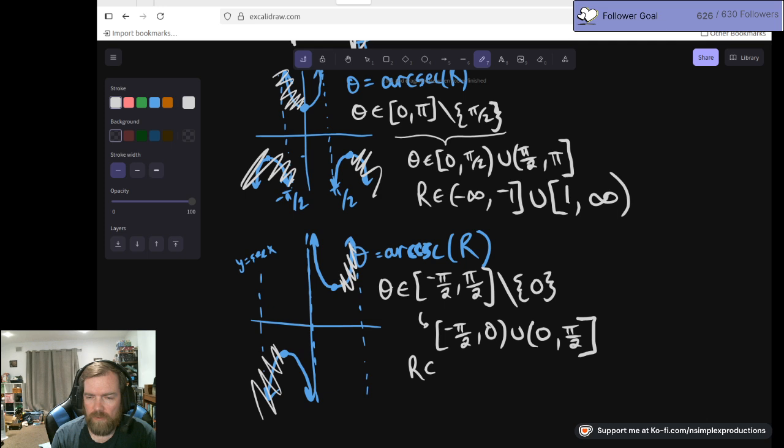And again, our ratio is going to go from negative infinity up to -1, inclusive, union, inclusive, closed, +1 through infinity, open.